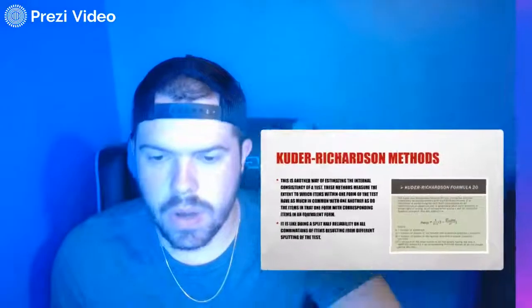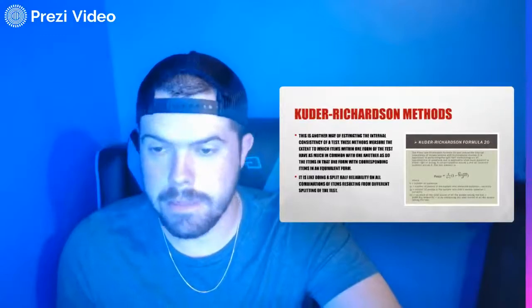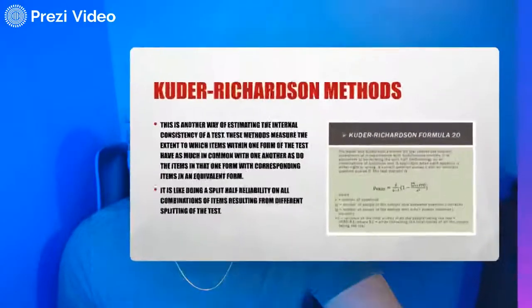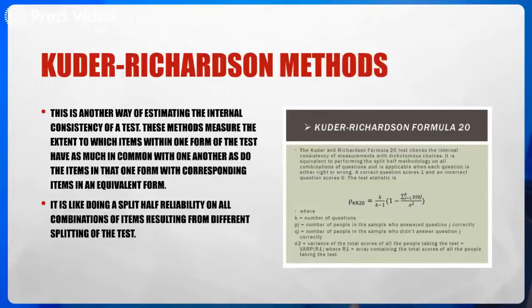Moving forward, our next is the Kuder-Richardson methods. This is another way of estimating the internal consistency of a test. These methods measure the extent to which items within one form of the test have as much in common with one another as do the items in that one form with corresponding items in the equivalent form. It is like doing a split-half reliability on all combinations of items resulting from different splittings of the test.